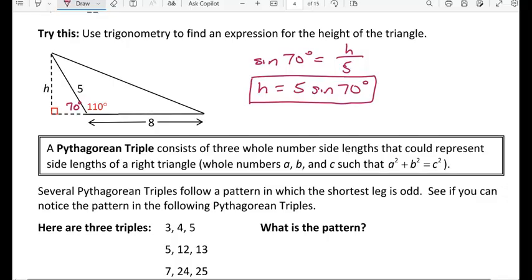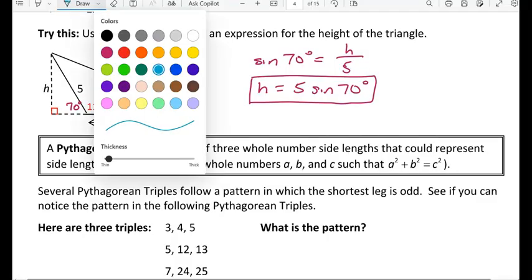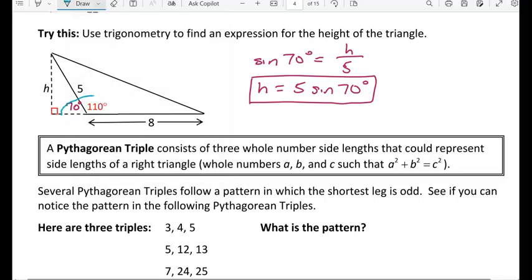All right, hopefully you got H is equal to 5 times the sine of 70 degrees. What's important to realize here is that we have a pair of angles that make up a 180-degree angle together, so they are supplementary. And that means that the sum of their angle measures is 180, so we can use that to find the missing angle measure of 70.